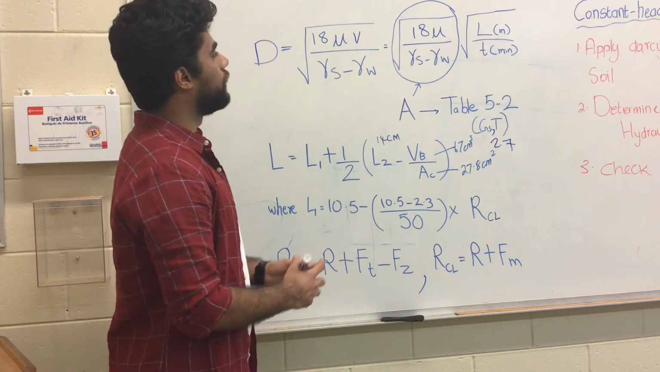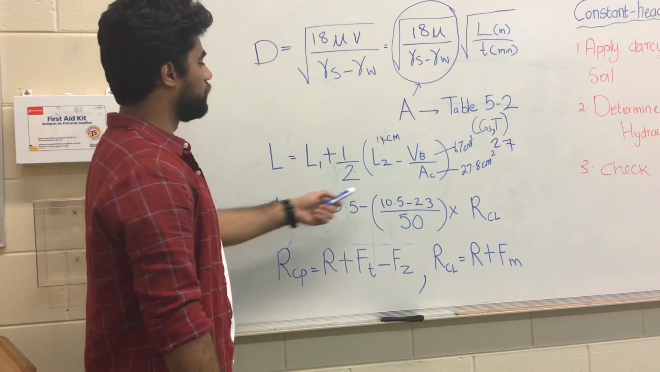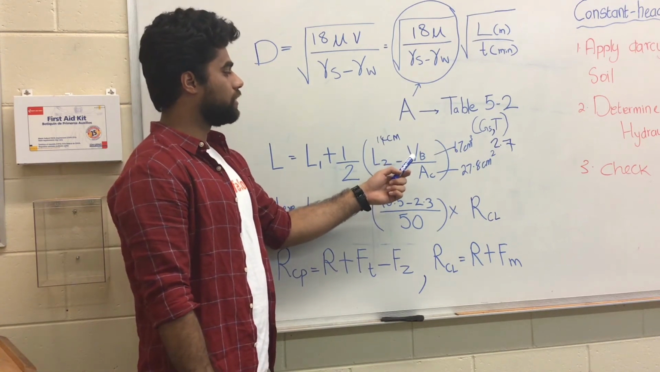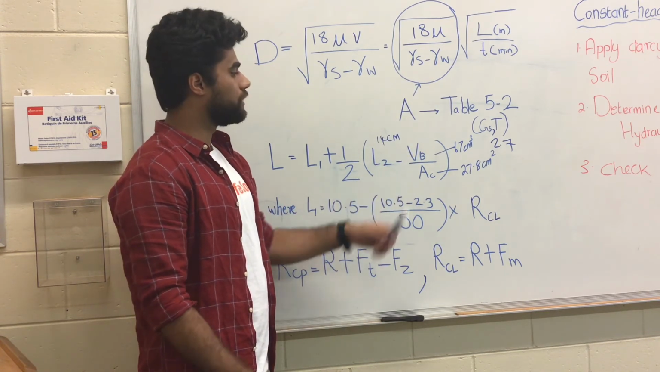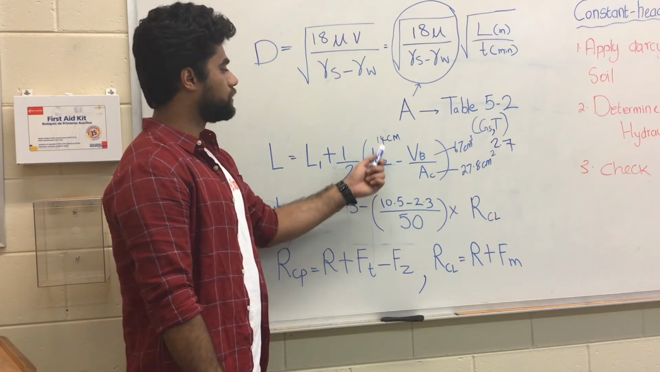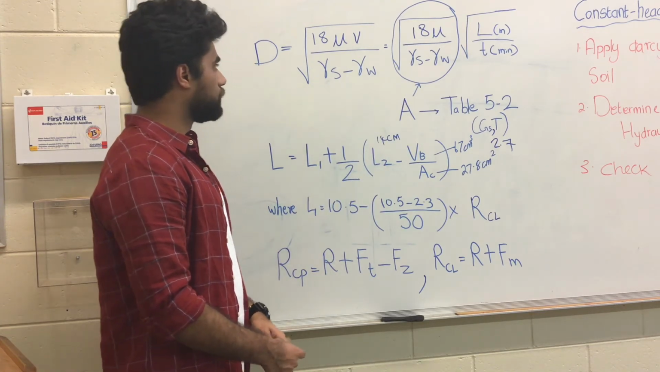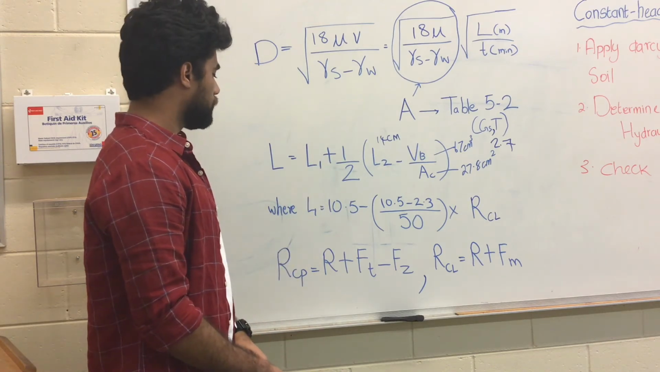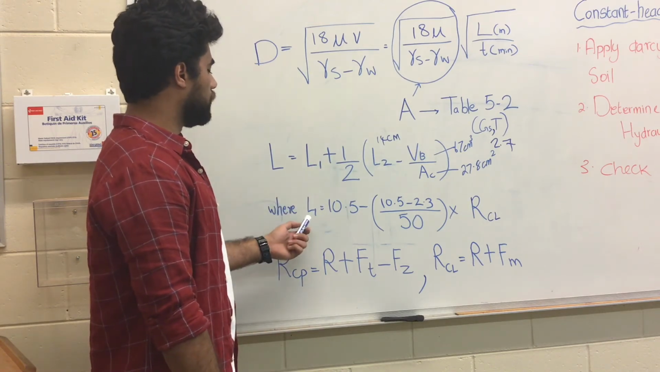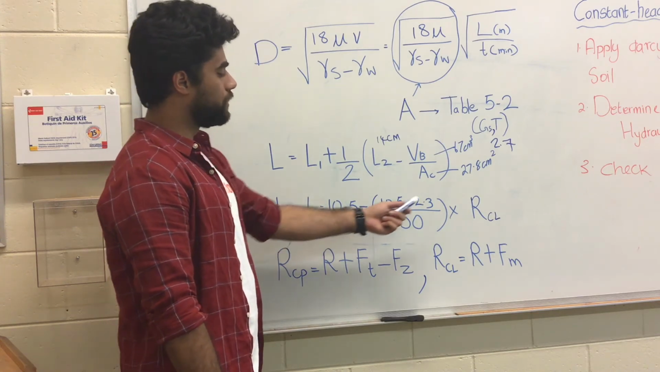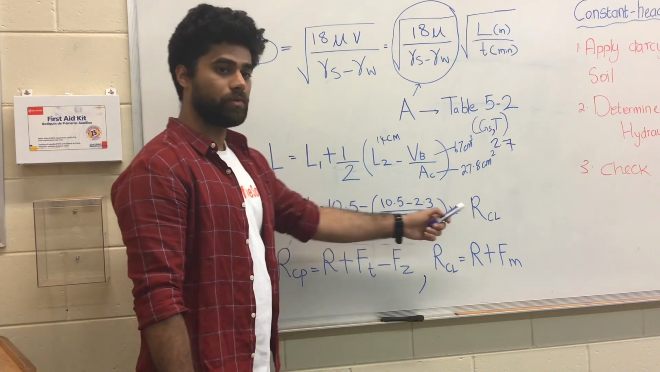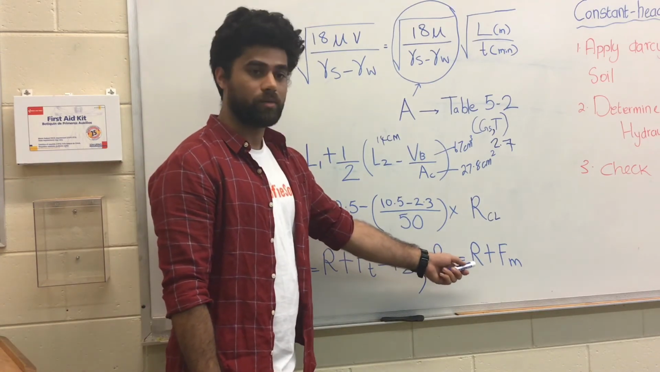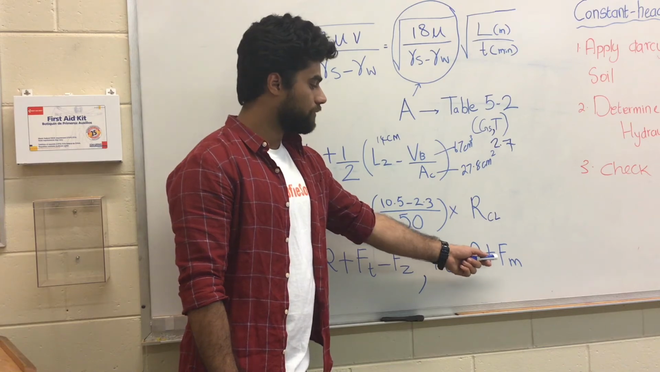For calculating the L, this is the formula they have given in the manual, which is a function of the volume of the hydrometer and the cross-sectional area. And L2 is taken as 14 centimeters. Please note that L is in meters and T is in minutes. For calculating L1, you will need this formula and RCL. If you remember, RCL is a function of the hydrometer reading and the FM, which is the meniscus correction.